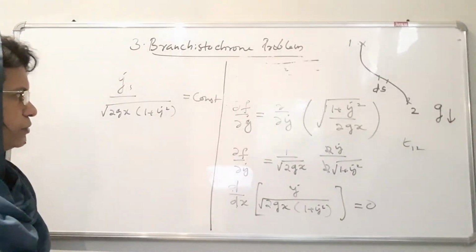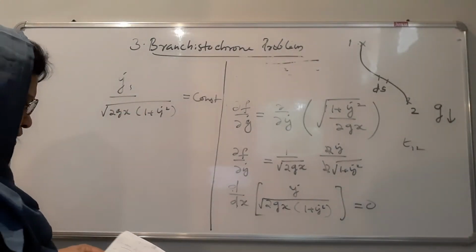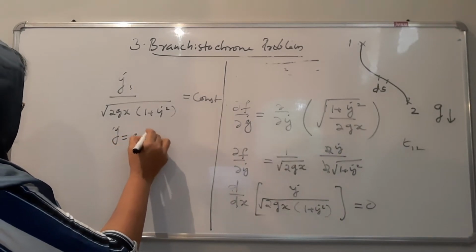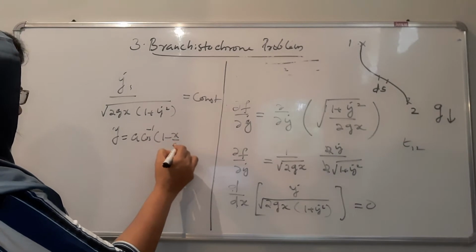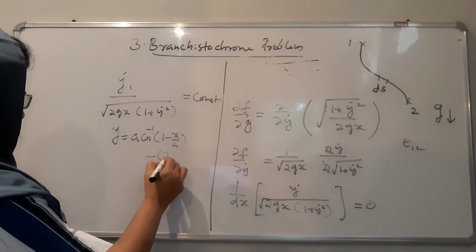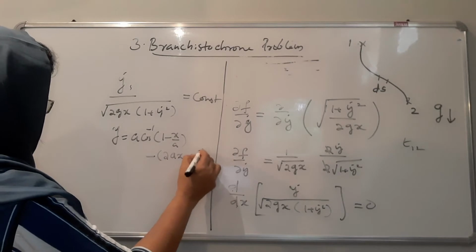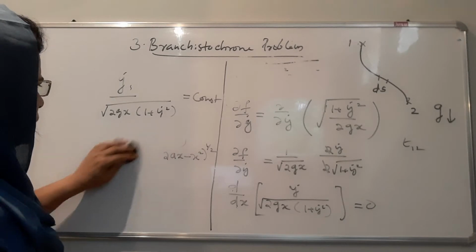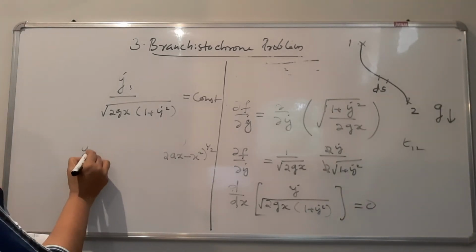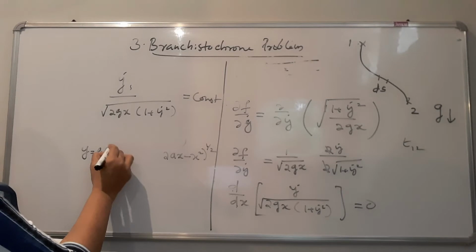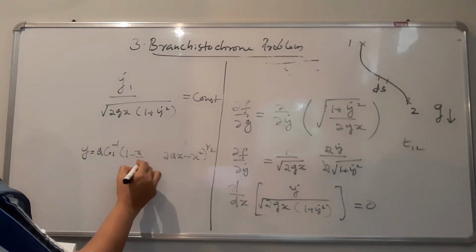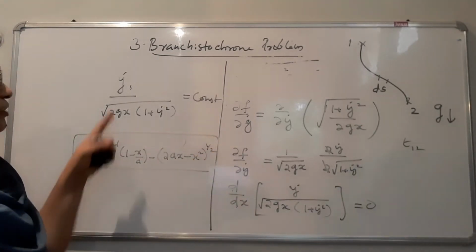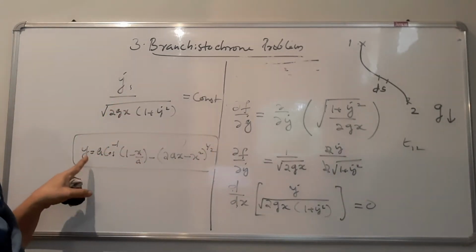On solving, the equation is somewhat complicated, and therefore we get the solution as y is equal to a cos inverse (1 minus x by a) minus (2ax minus x square) all raised to 1 by 2. This is the equation we are getting. Right here, y is equal to a cos inverse (1 minus x by a) minus this much. This is the solution of this equation. When we are differentiating this equation, we are getting y dot equal to this much.